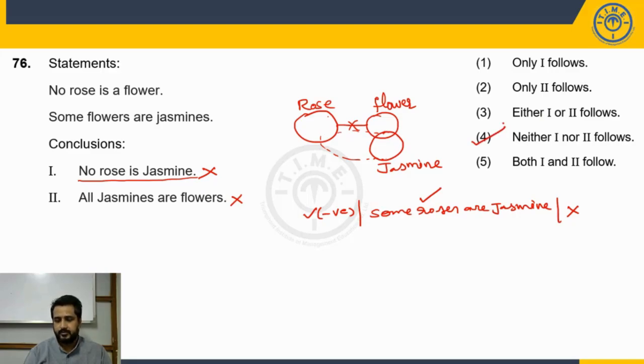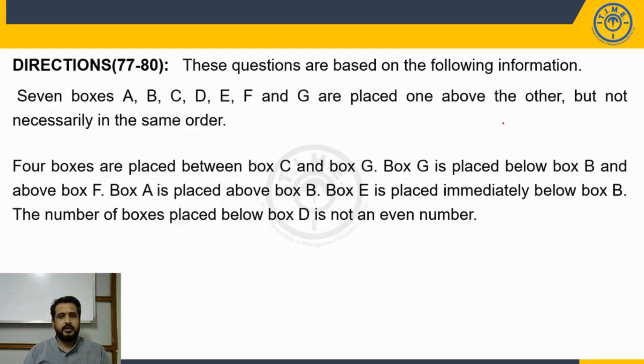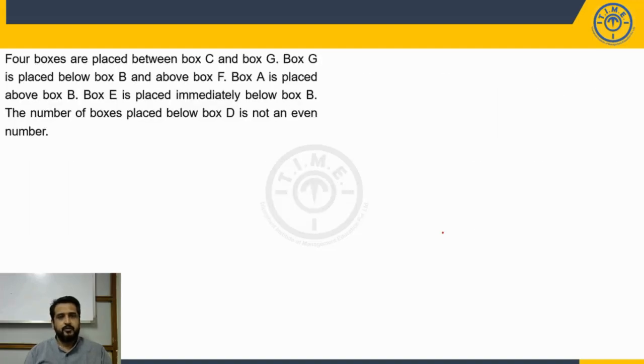Okay. Now move to the next set. Now we have been given 7 boxes placed one above the other, but not necessarily in the same order. We have been given some information, clues to complete the arrangement. Let's solve it. 4 boxes are placed between C and G. But it is not mentioned whether C is placed above G or G is placed above C. So we have 2 arrangements.